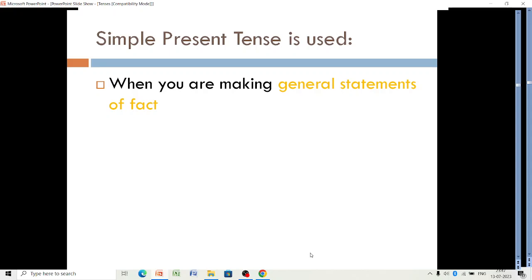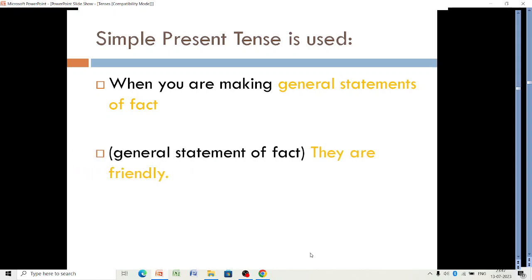When you are making general statements of fact, we can use simple present. So they are friendly, they are amicable in nature. General statements, they are very cordial. So these are all the general statements of fact that you can use simple present. So to express habitual actions and routine ones and general statements of fact, we use simple present.